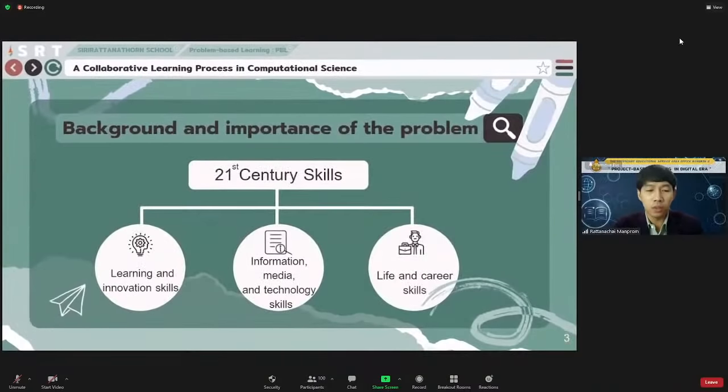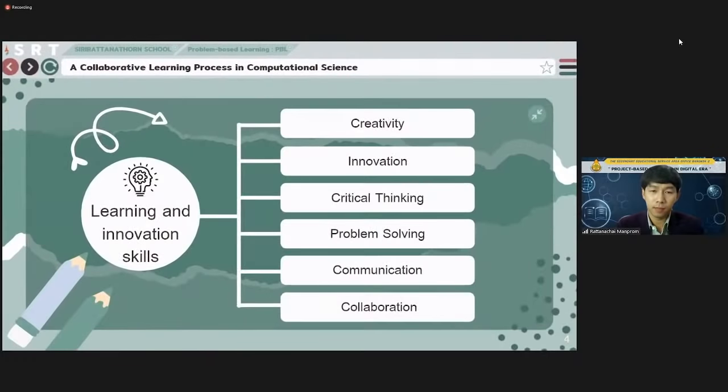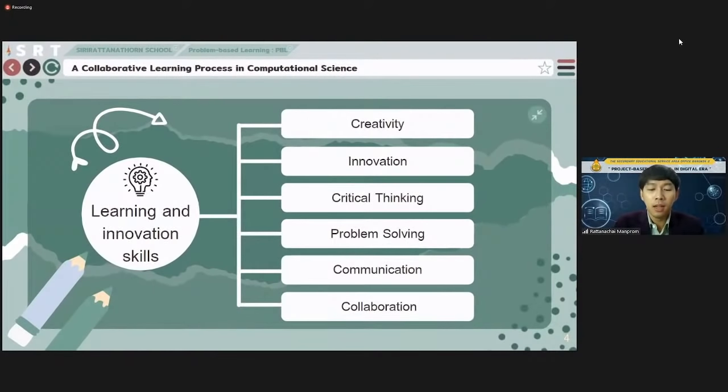21st century skills. First, learning and innovation skills. Next, information, media, and technology skills, and life and career skills. Learning and innovation skills: first, creativity. Second, innovation. Third, critical thinking. Fourth, problem solving. Fifth, communication. And sixth, collaboration.